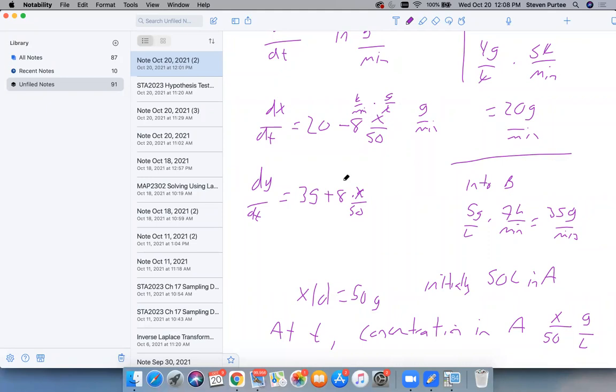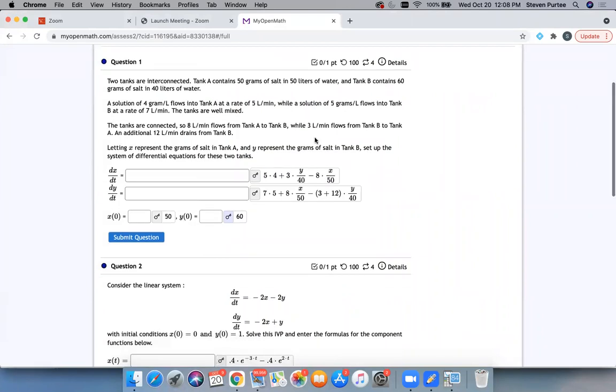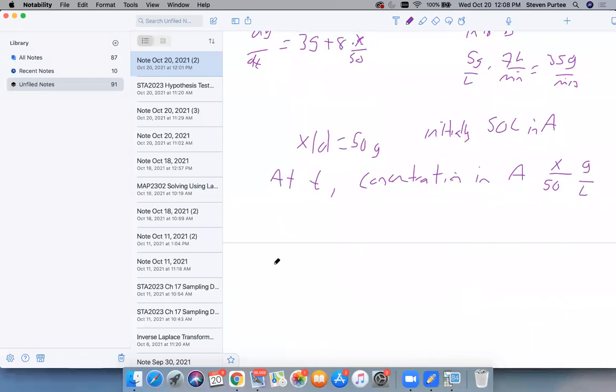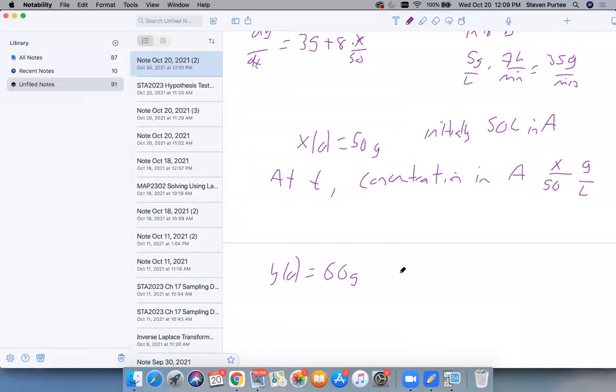Because whatever's leaving A was going into B. We get the same game here, 3 liters per minute going from B back into A. Okay, so y of 0, I'm kind of answering questions out of order here, was 60 grams, with 40 liters of water, or 40 liters of fluid total.